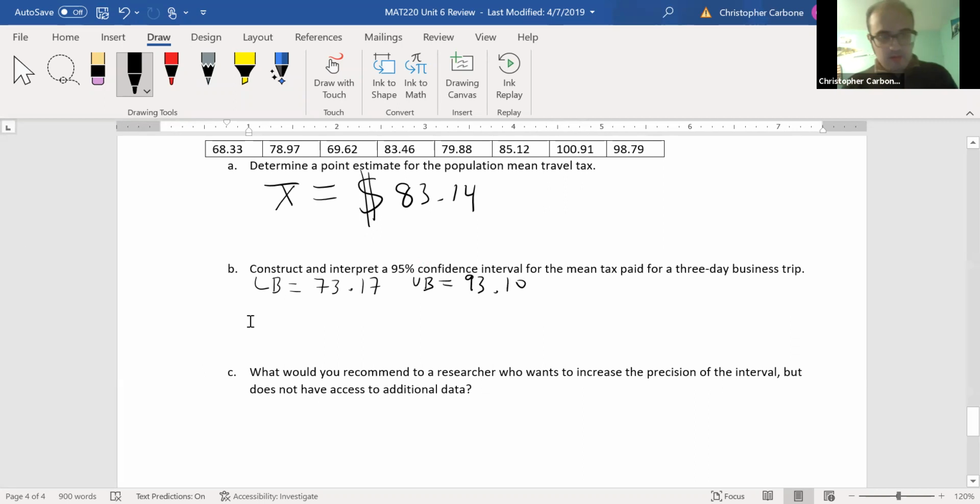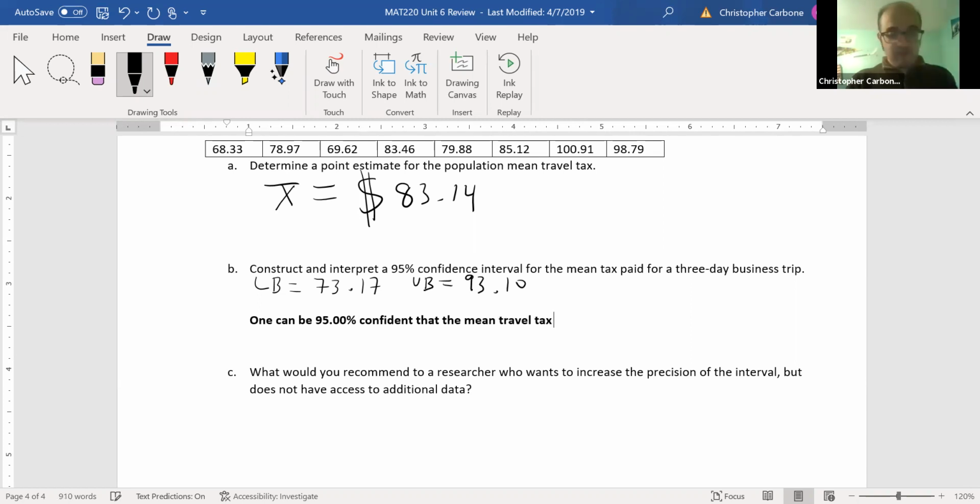So interpretation-wise for that, it's going to be what one can be 95.00%, and yes, they'll make you put in those decimals, confident that the mean travel tax for all cities is between $73.17 and $93.10.